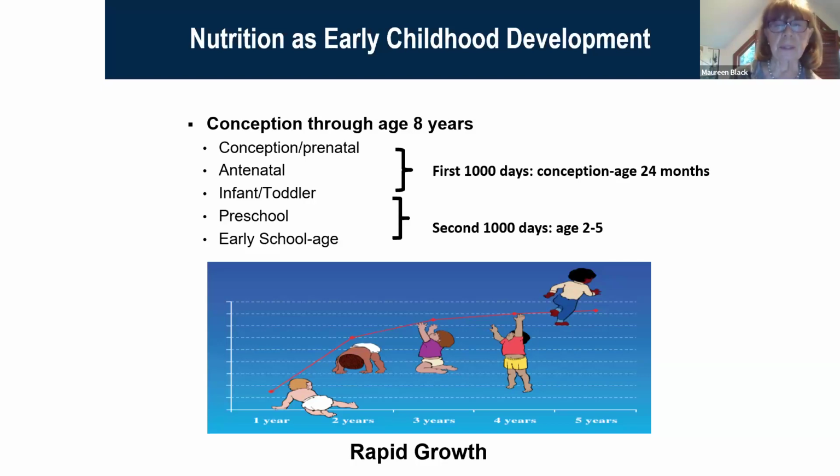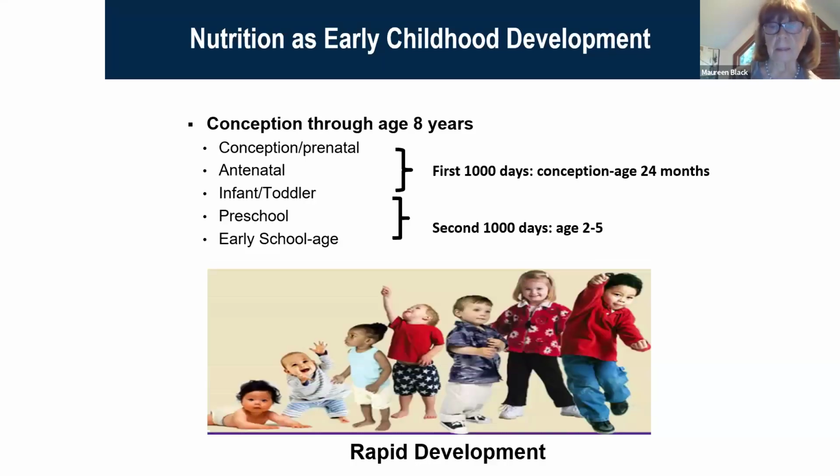And then the second 1,000 days is the preschool period. So you can see the children experience extremely rapid growth during that time. Next. They also experience extremely rapid development during that time. So there are many, many things going on very, very early in life.